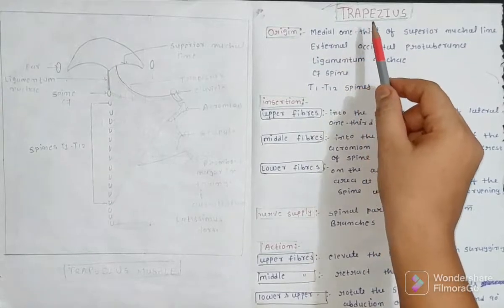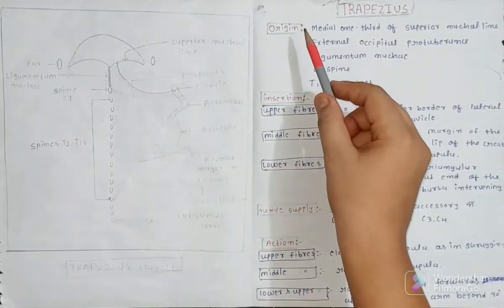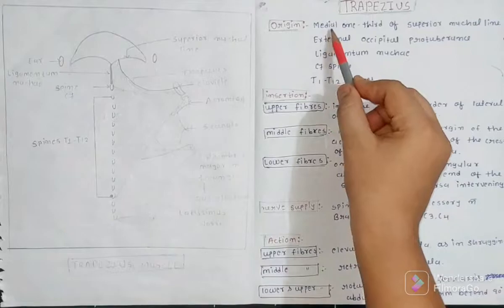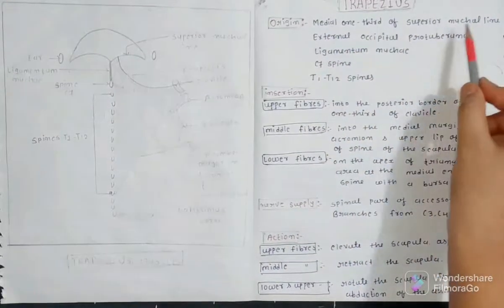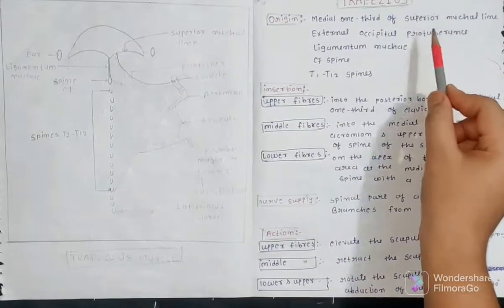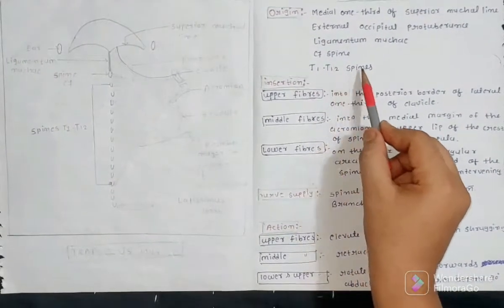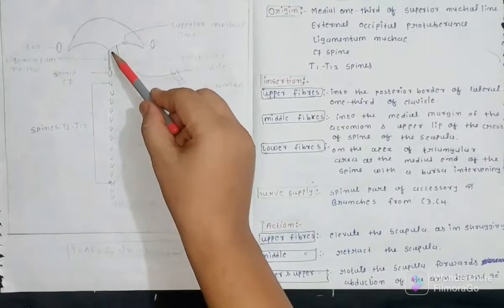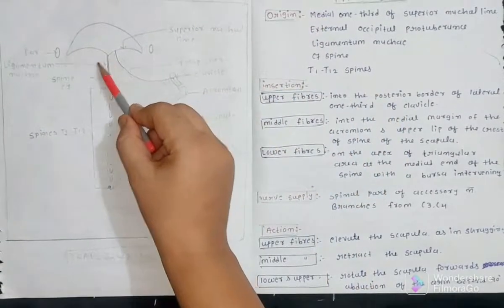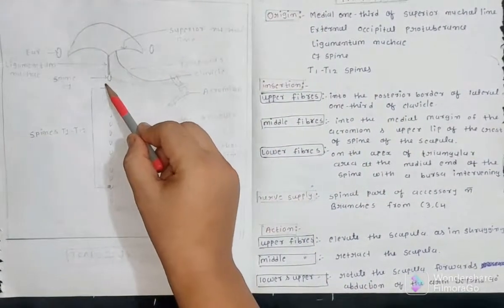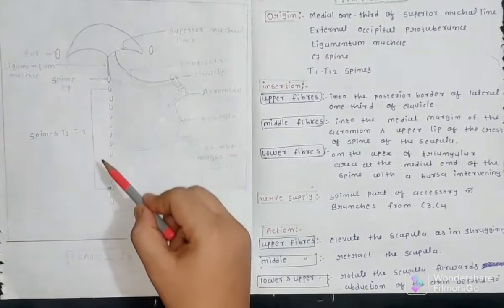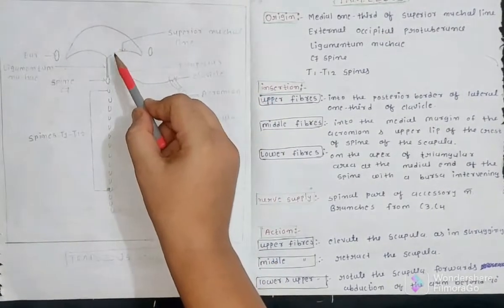Today's topic is the trapezius muscle: origin, insertion, nerve supply and action. Origin: medial 1/3 of the superior nuchal line, external occipital protuberance, ligamentum nuchae, C7 spine, and T1 to T12 spines. Here you can see the ligamentum nuchae, spines T1 to T12 and superior nuchal line.